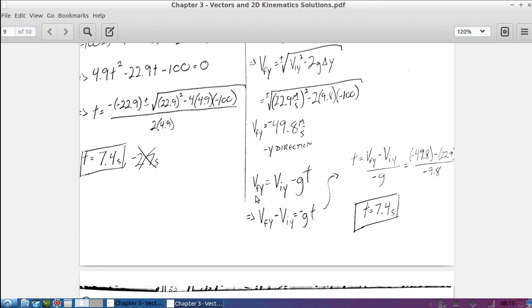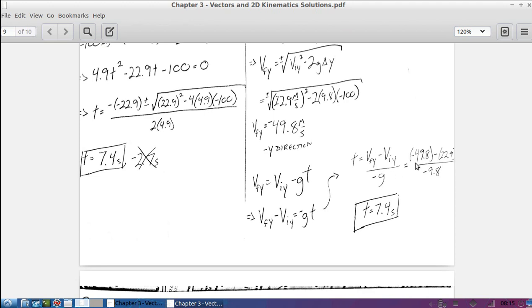Now I can use this equation because I've got v final. I can use this to solve for time. Subtract the initial y from both sides. I've got a negative g still here. Divide both sides by negative g. Got a nice expression for total hang time.